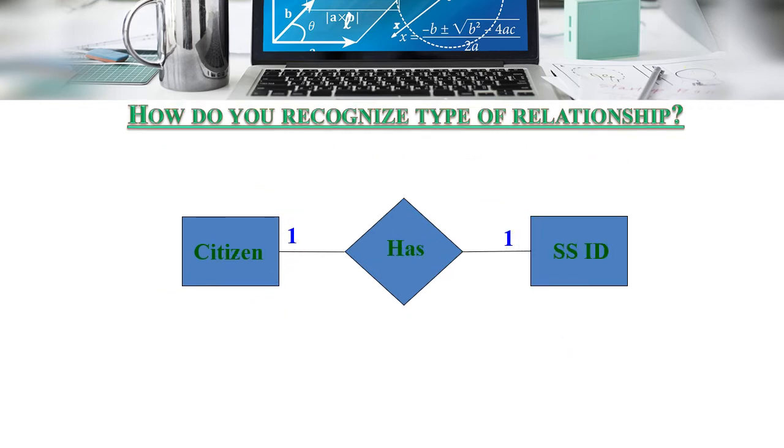How do you recognize the type of relationship for citizen and SSID?